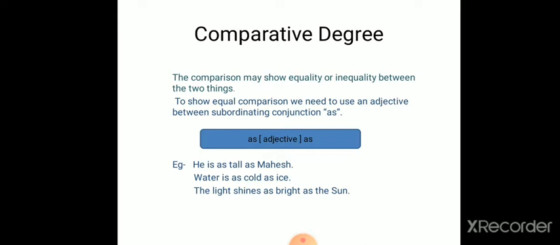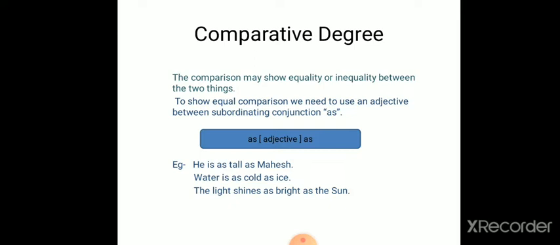better in studies than Sham. So this kind of comparison you can call a negative comparison, or it is showing the inequality between Ram and Shyam. So these kinds of sentences also show comparison, but it is showing inequality. Whereas when we are showing equality, or comparing two people or two things equally, we can say that Ram is as good as Shyam in studies.